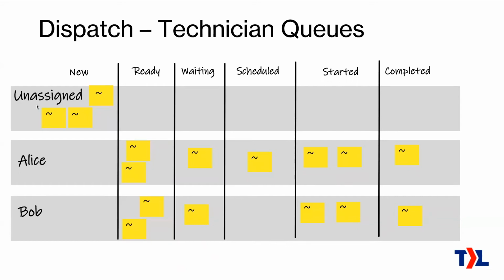in the unassigned swim lane is stuff that's in the new. So basically, this is the dispatcher's work to triage and dispatch. Then we have a lane here for Alice, and we see all the work that's assigned to Alice in whatever stage it might be, and then Bob as well. So this is how we see that on a Kanban board.